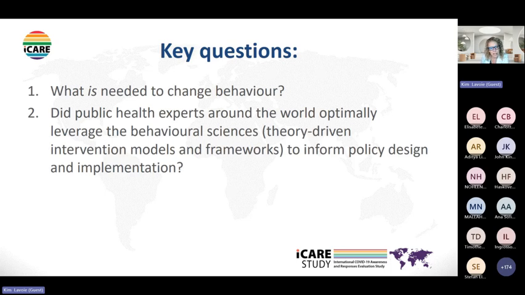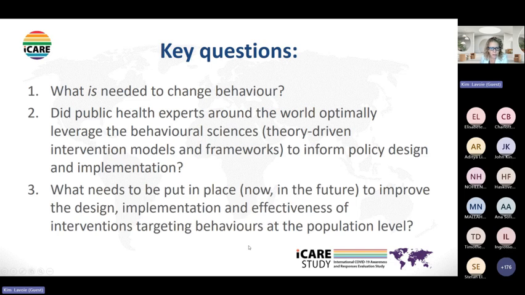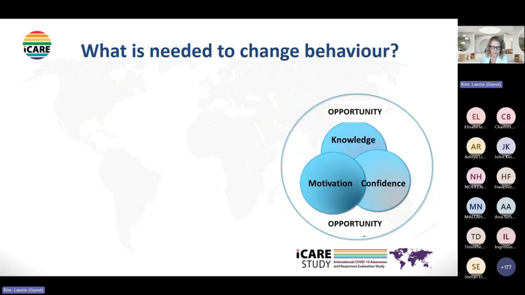The second question is, did public health experts around the world optimally leverage the behavioral sciences, theory-driven intervention models and frameworks that have existed for years to inform their policy designs and implementation? And the third question is, what now needs to be put in place, both now and in the future, to improve the design, implementation, and effectiveness of interventions targeting behaviors at the population level?